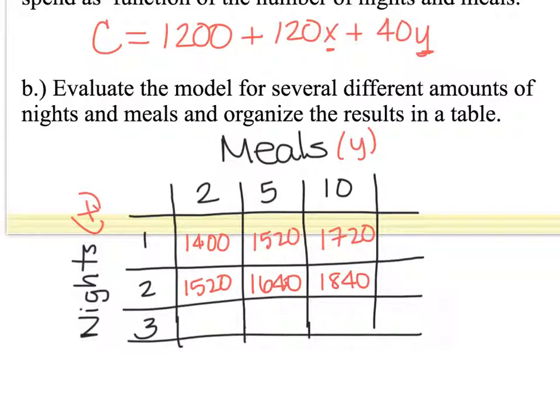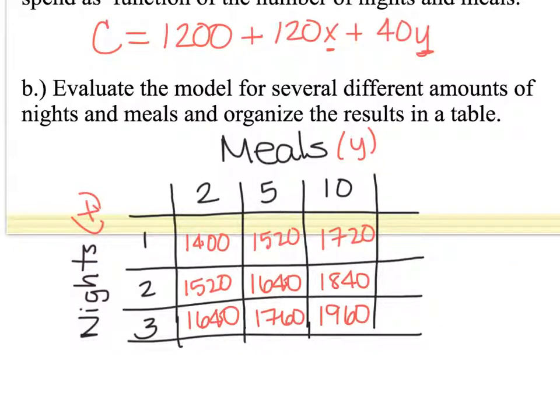$1,840. Then I'm going to go down to this last row, and if I have 3 nights' worth of stays and 2 meals, I will spend $1,640. 3 nights with 5 meals is $1,760. And 3 nights with 10 meals will be $1,960.